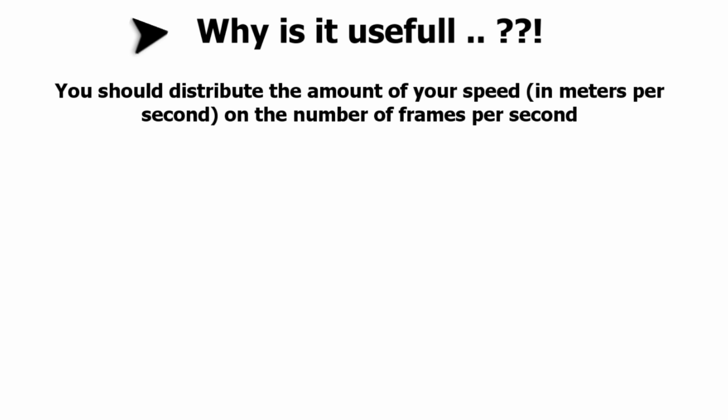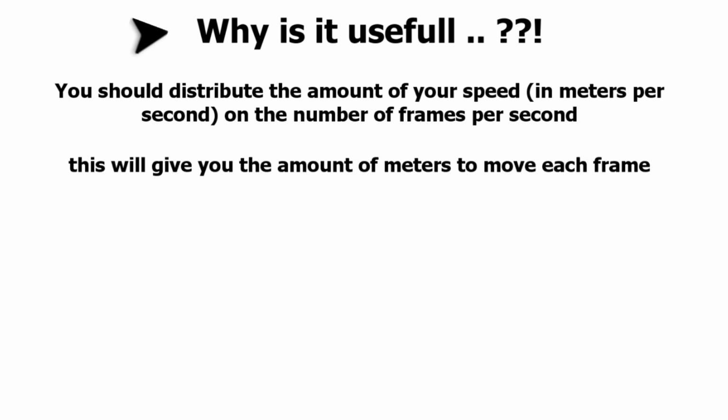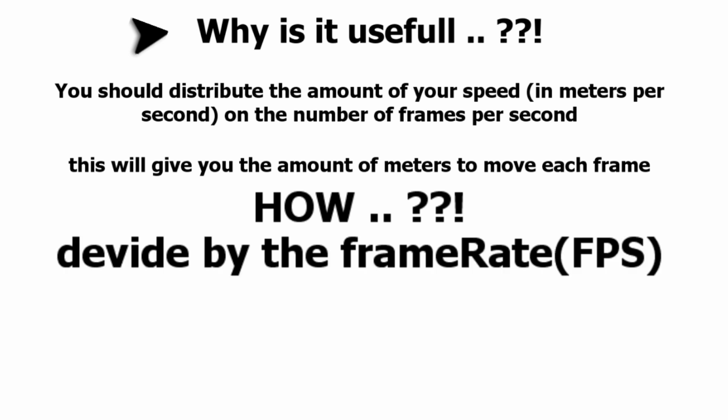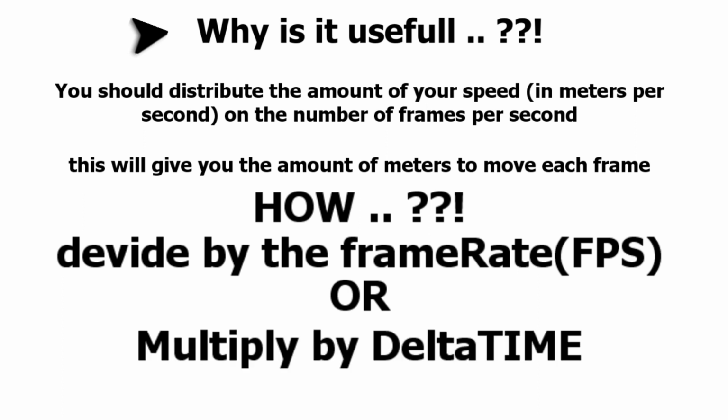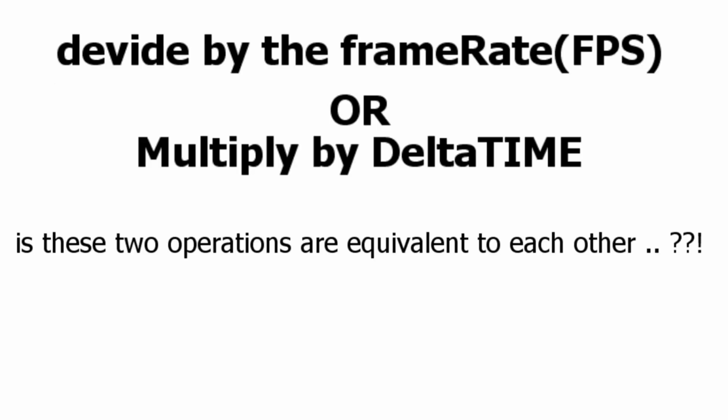You should distribute the amount of speed you want to move in a second over the number of frames you have in that second. This will give you the amount of meters to move in each frame. Well, how? You can divide by the frame rate, or the FPS, or you can multiply by delta time. Are these two operations equivalent to each other? Well, the answer is yes.